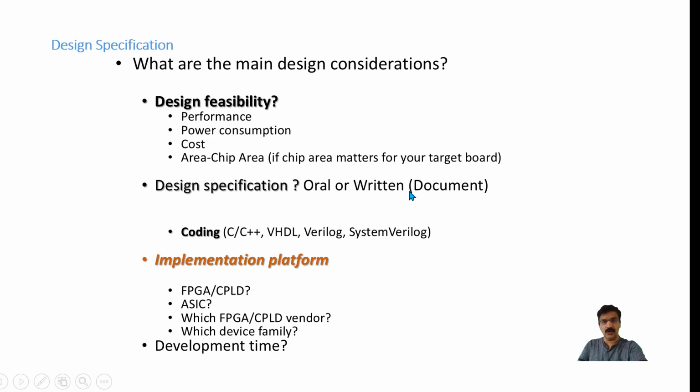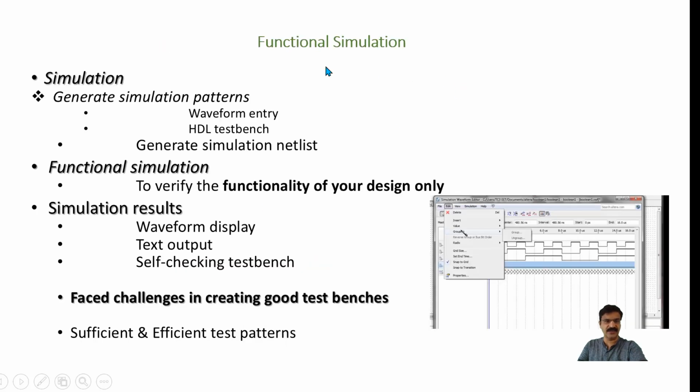Your design specification, an oral or written document, will be there, and you can convert that into SystemVerilog or VHDL or C++, and then you select the implementation platform, either an FPGA or CPLD or ASIC, which FPGA, which CPLD, which device family, what is the development time, all you have to fix whenever you go with the design specification.